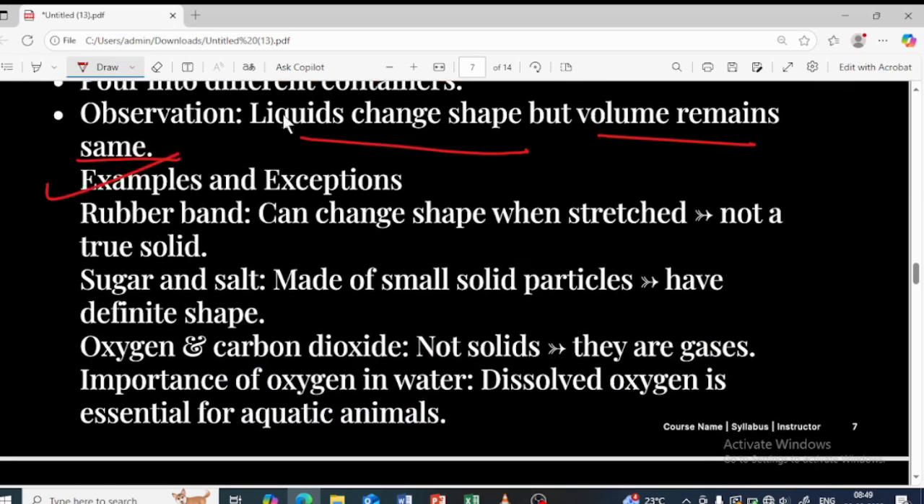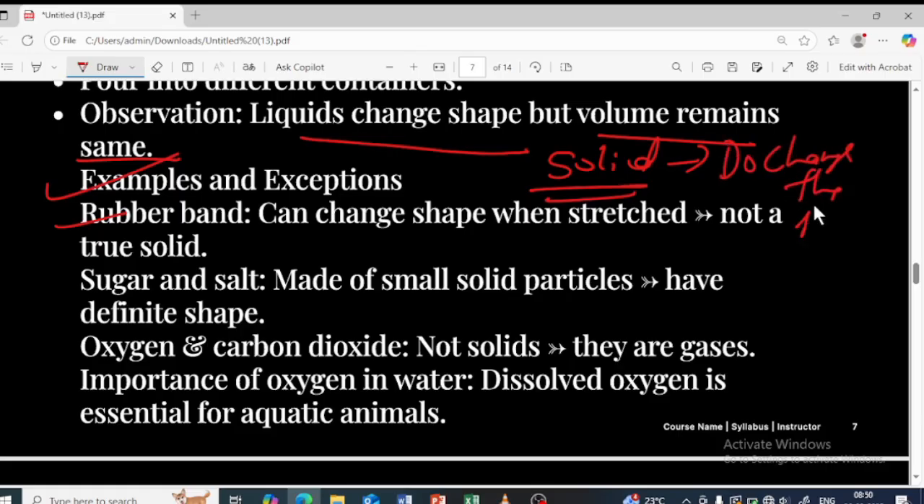Next are some examples for the exceptional cases. Rubber band. So a rubber band is a solid, right? It is a solid, but it does change shape. When you stretch the rubber band, what happens? It is going to change the shape, isn't it? So that is not a property of solids. So it is not a true solid. We call it an elastic solid because it is made up of chain polymers. Hence it can be stretched, so it is an elastic solid, right?